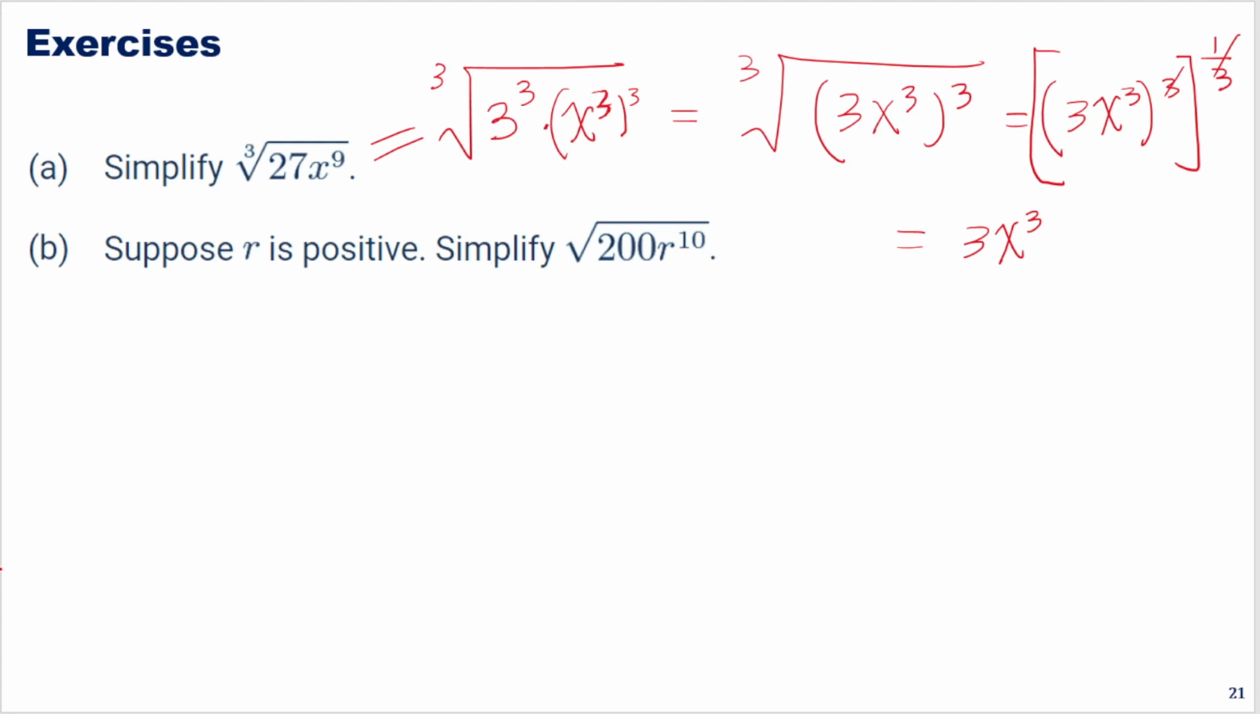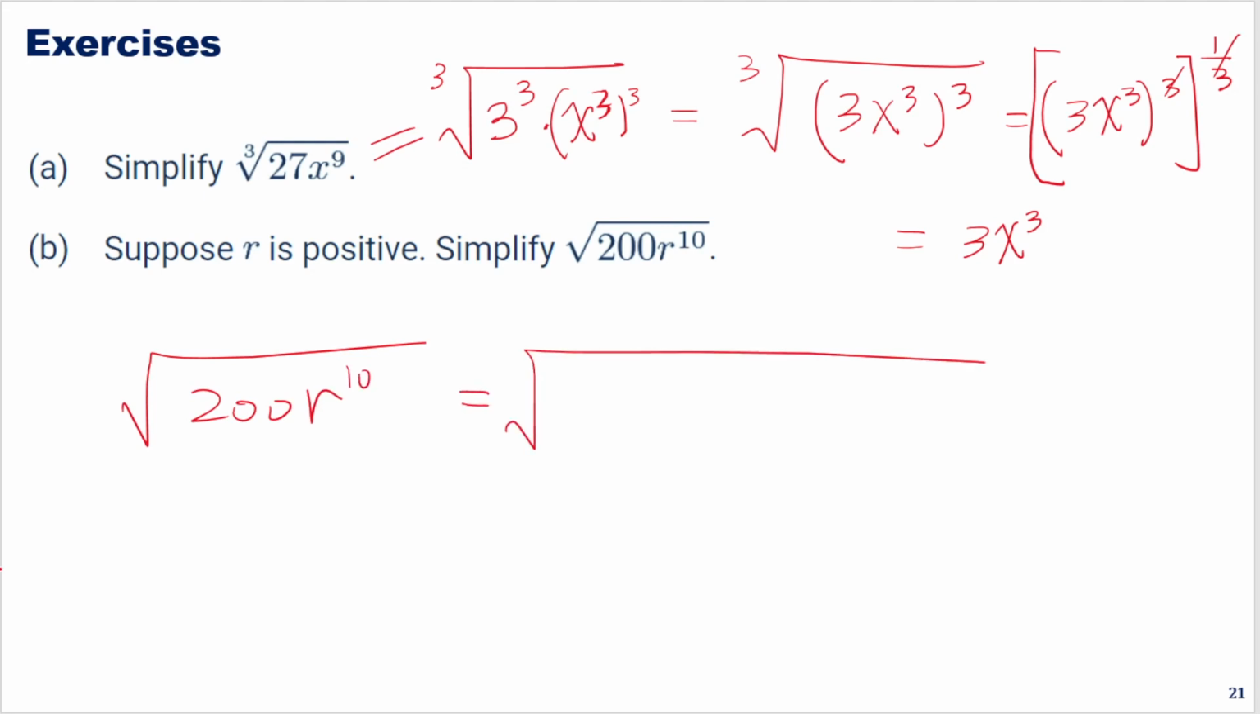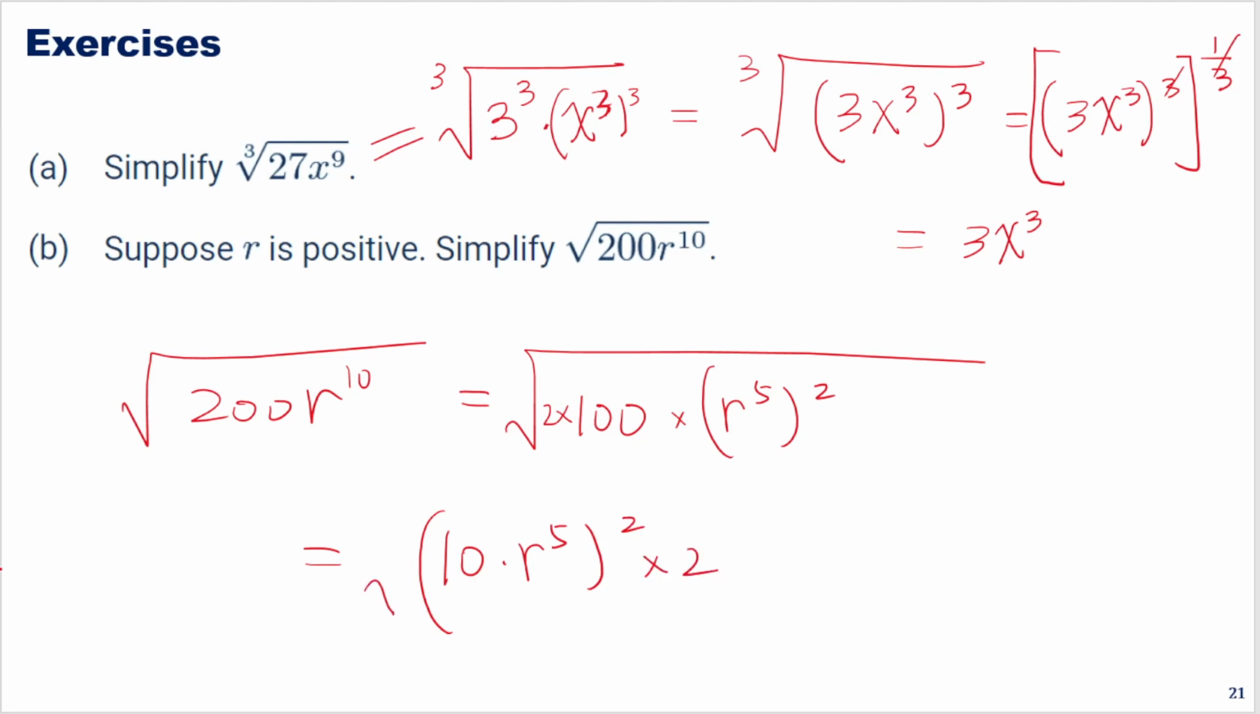Do you understand? Yes. Okay, so how about the second one? The square root of 200r to the power of 10. Again, we can express the number under the square root as something squared, right? Note that 2 times 100 is 200, times r to the power of 5, then squared. So that equals 10 times r to the power of 5, then squared, times 2, then finally the square root, right? And that gives us 10r to the power of 5 times the square root of 2, right?